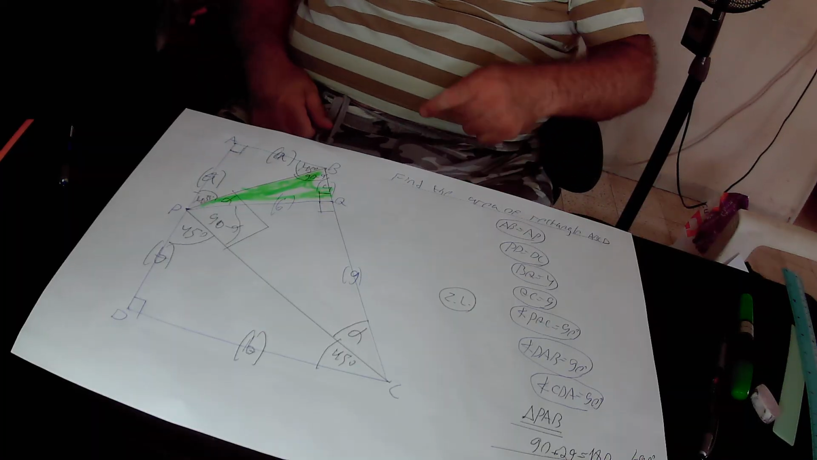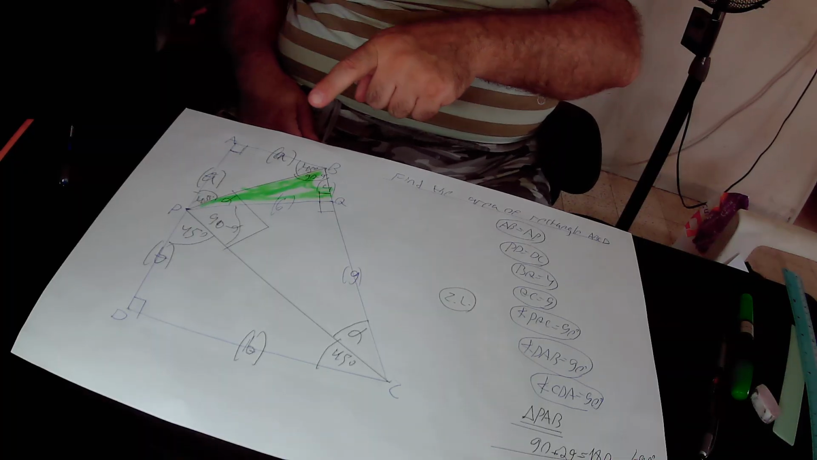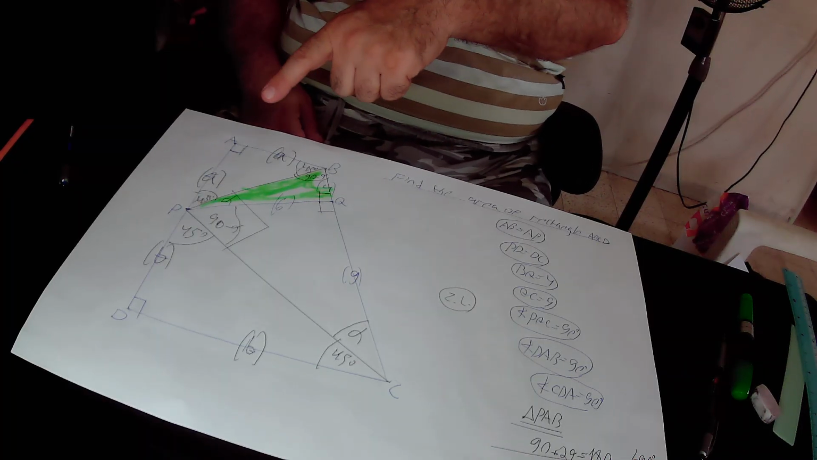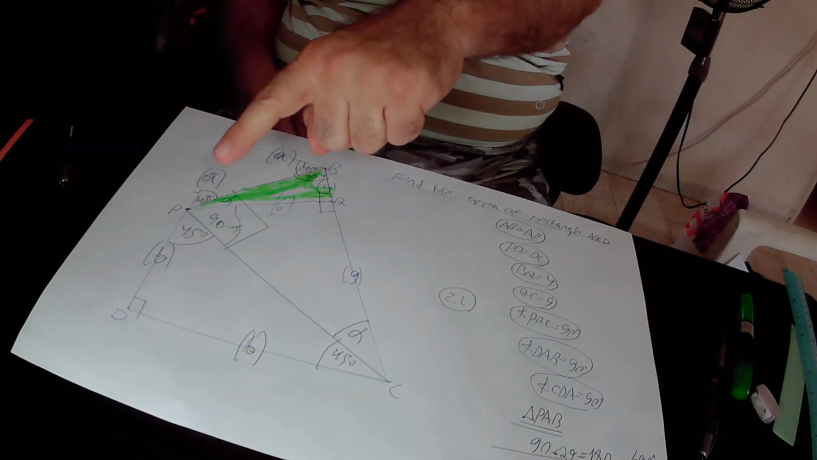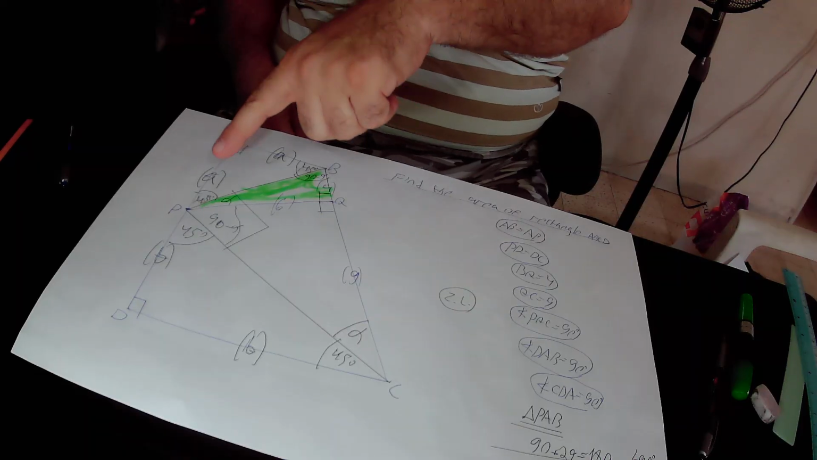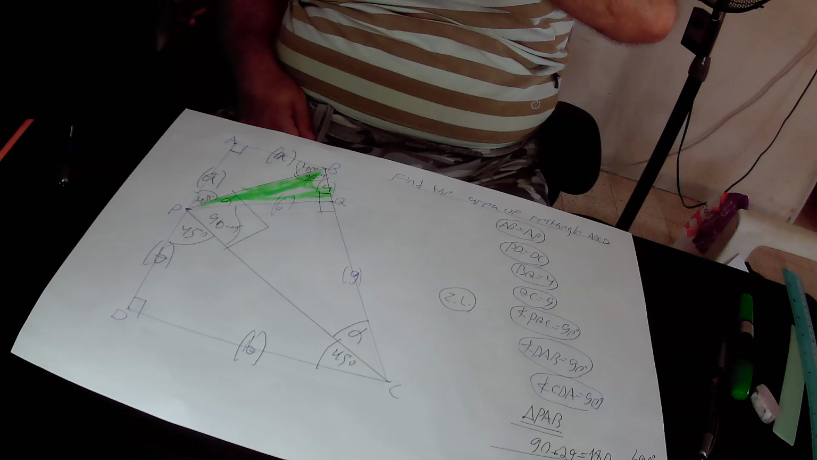So first of all, we know that AB equals AP. If we define the length of AB as a, then the length of AP must also be equal to a because they are equal to each other. Likewise, we know that PD equals DC. So if we define the length of PD as b, then DC must also be equal to b because they are equal to each other.